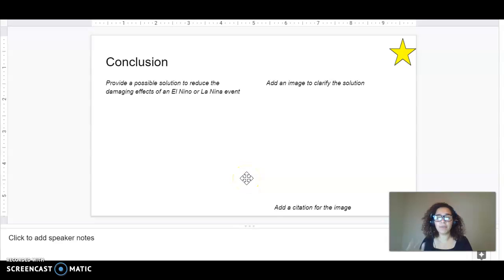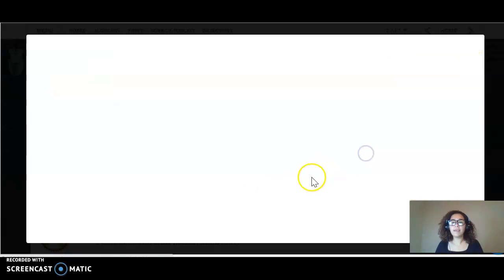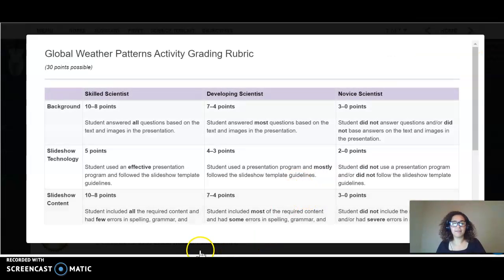Now, just to make sure that we get all of our points, let's head over to the rubric. So here is our grading rubric for the activity this week. For those questions at the beginning, we need to make sure that we answer all of them. If we answer all of them, you're going to get your full 10 points. But if you accidentally forget one, you're going to lose at least 3 points there.